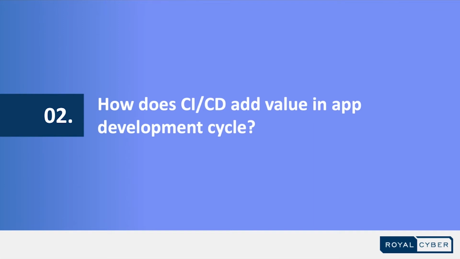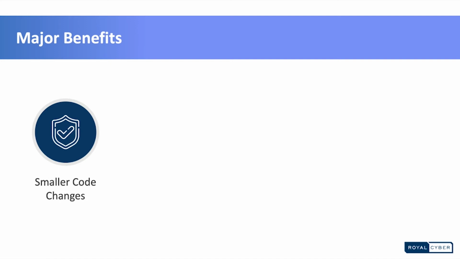How does CI/CD add value in the app development cycle? So there are four major benefits. Number one is smaller code changes. One of the technical advantages of CI/CD is that it allows you to integrate small pieces of code at one time, and using continuous testing, these small pieces are tested as soon as they integrate with the repo. This diminishes the chances of bad code making it into production.